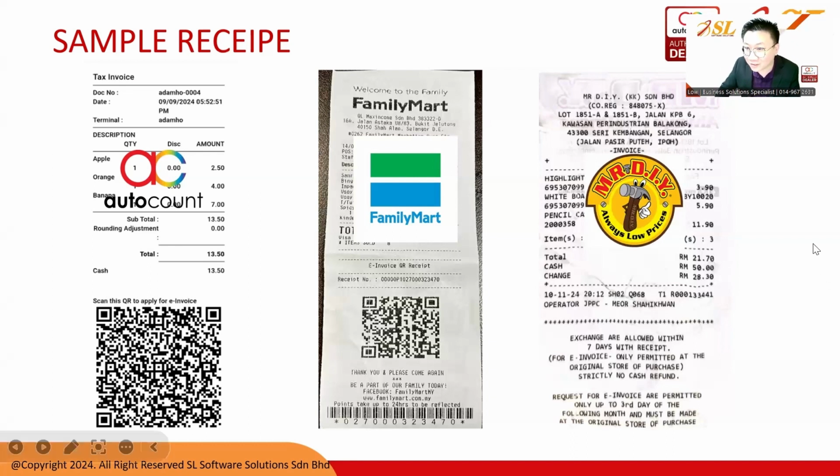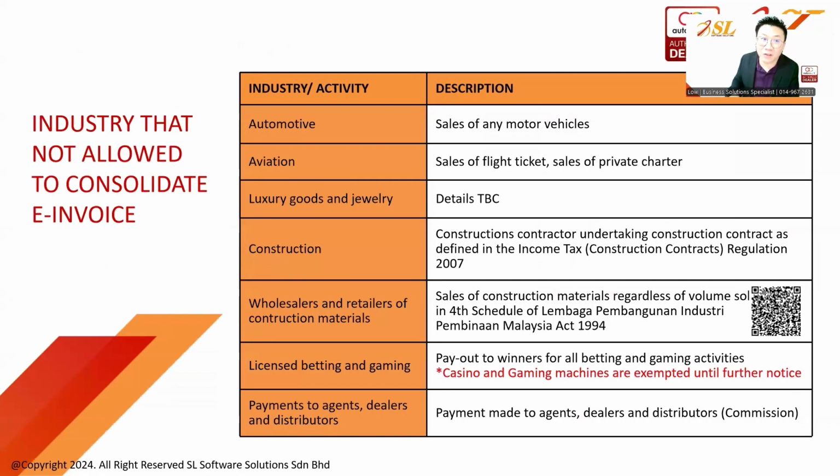Not everyone is like Mr. DIY. You see, Mr. DIY is very good. It gives you 3 days to request for the same calendar month. Next calendar month gives you 3 days. Very good. Not all systems allow it and not all merchants allow it, because not every business has enough manpower. By the way, not all businesses can issue a consolidated invoice.